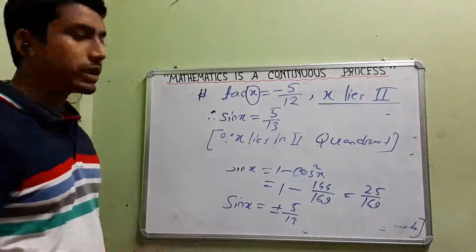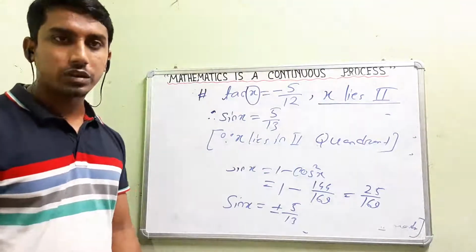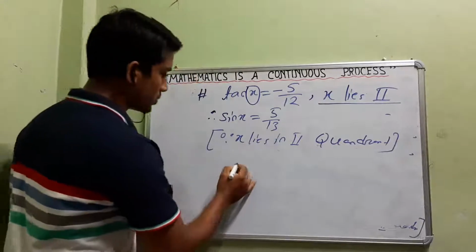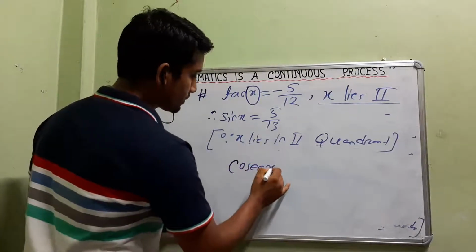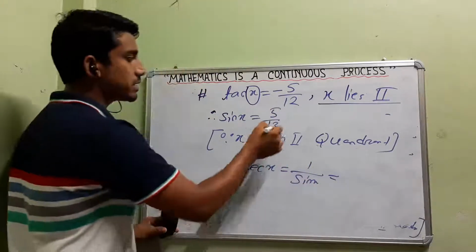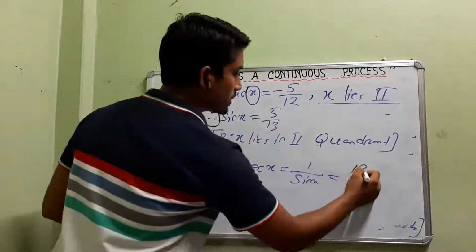Now we got sine, we can easily get cosec by the reciprocal relation. So cosec x will be equal to 1 by sin x. Obviously 1 by sin x means the reciprocal of this one, that means it will be 13 by 5.